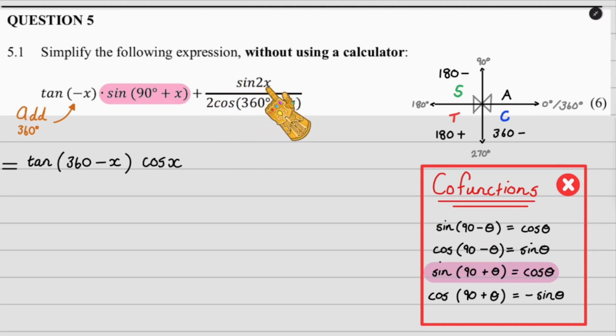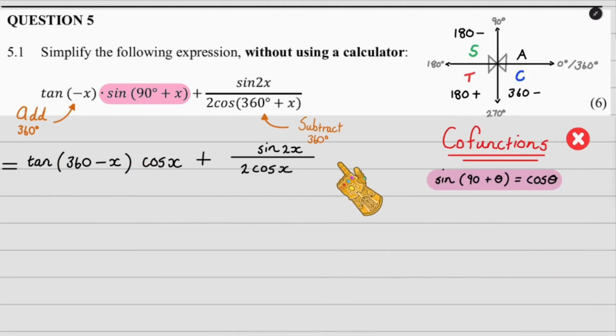Okay, now the sine 2x, it is a double angle, I do recognize that, but I don't know what to do with it just yet, so I'm going to sort the bottom out first maybe, and then afterwards I'll expand that. So let's leave the sine 2x there. Okay, now I'm going to sort out the bottom. 360 plus x, that's not in our reduction diagram. So what we're going to do is subtract 360 to make this normal. And 360 minus 360 is just 0. So this 360 essentially just disappears, and we're left with 2 cos x at the bottom.